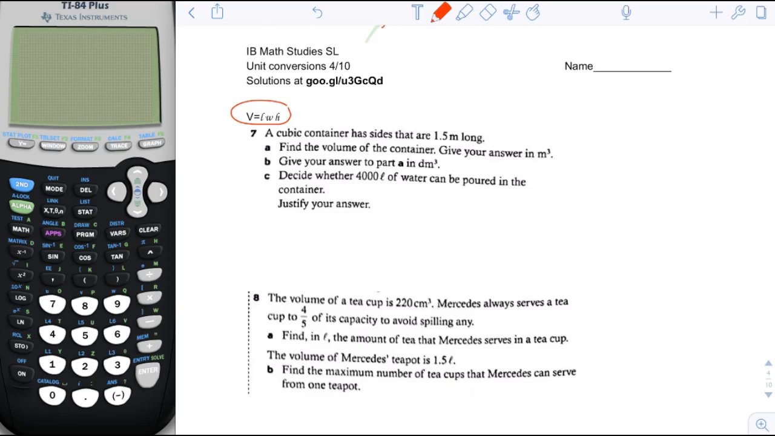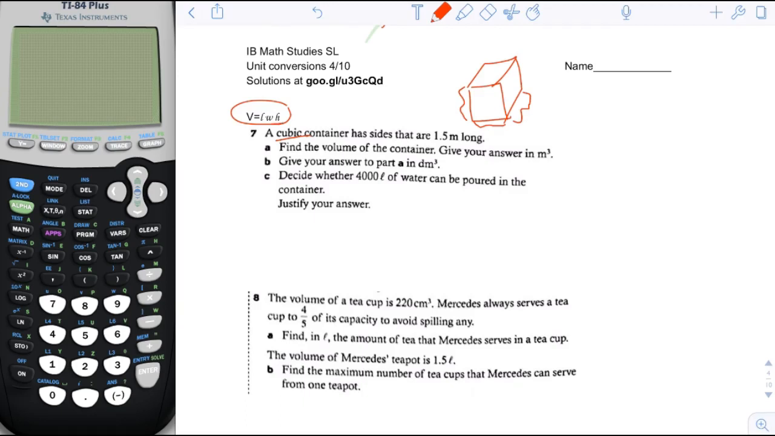So 7, a cubic container has sides that are 1.5 meters long. Now remember, a cubic container is like a three-dimensional square. So by giving us the one dimension of 1.5 meters long, we already know all three dimensions are 1.5 meters long. Okay, so first it says to find the volume of the container.